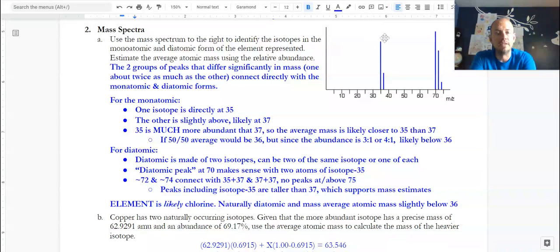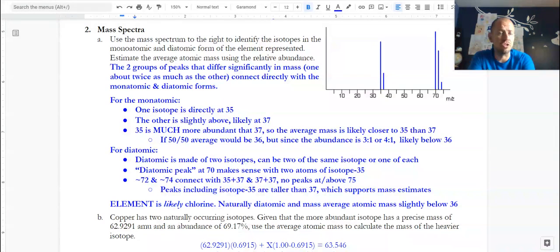When we have individual atoms, we know those just correspond to the mass of the atoms. When we have peaks that correspond to something diatomic, that is a combination of our two atoms. They could be two of the same isotope or two different isotopes. We do see some difference here in abundance, taller and shorter, and that is what also connects with the fact that we are closer to 35 in our average than we are to 36 or 37.